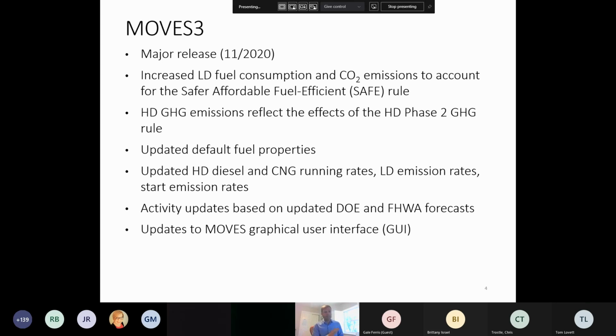Whenever EPA promulgates a new rule, for instance, something like the SAFE rule that you might have heard about a few years ago, which essentially relaxed fuel economy standards for certain light-duty model years, or the heavy-duty greenhouse gas rulemaking, which is going to improve fuel economy for certain heavy-duty classes and model years. Those major rulemakings are obviously going to have an effect on emissions. So these major releases of the model are going to include the effects of those rulemakings.